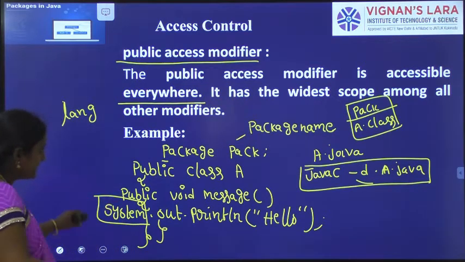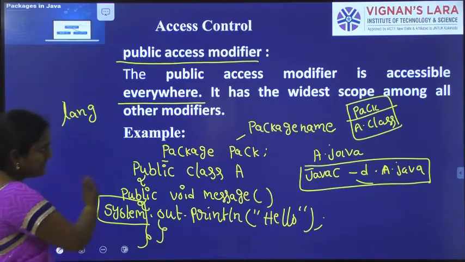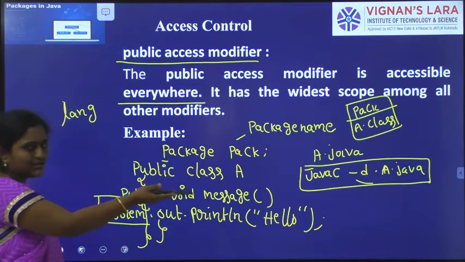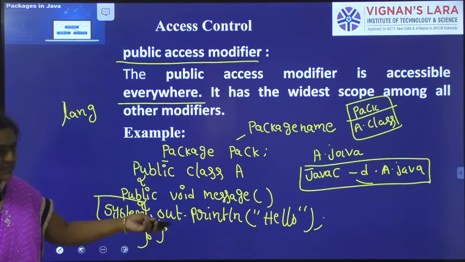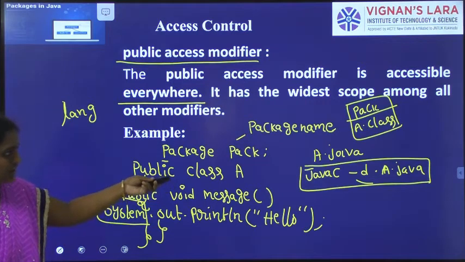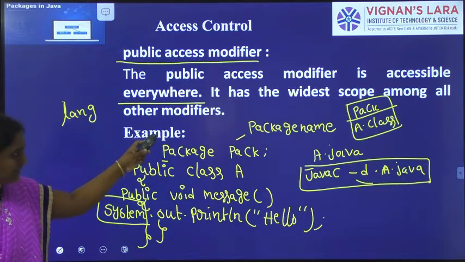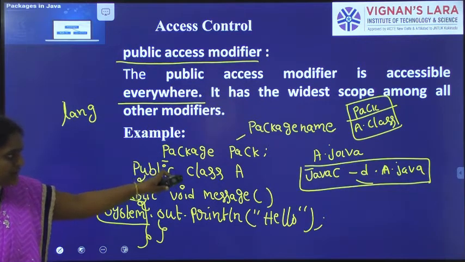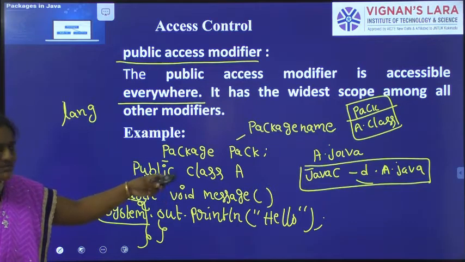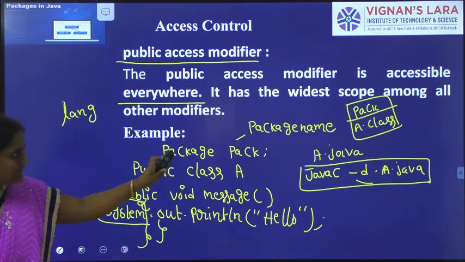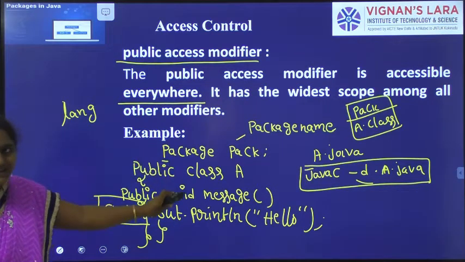Next, a continuation of the program. We save this program as a.java, and on compiling, the .class file is generated. On the console, -d means it will create a directory given by the package name. So it will create one folder, and after compiling, the .class file will be generated and stored in the pack folder.